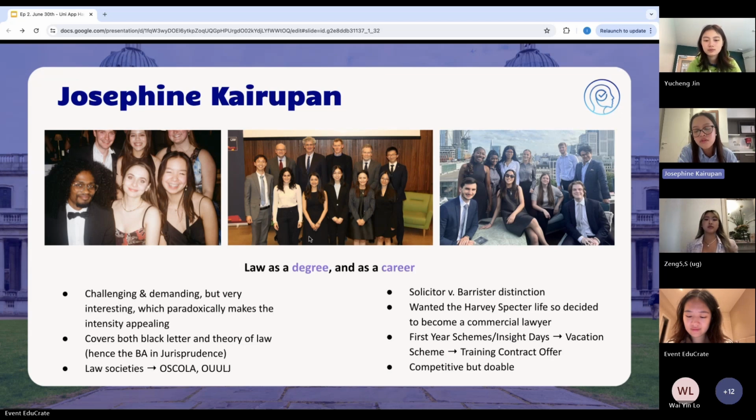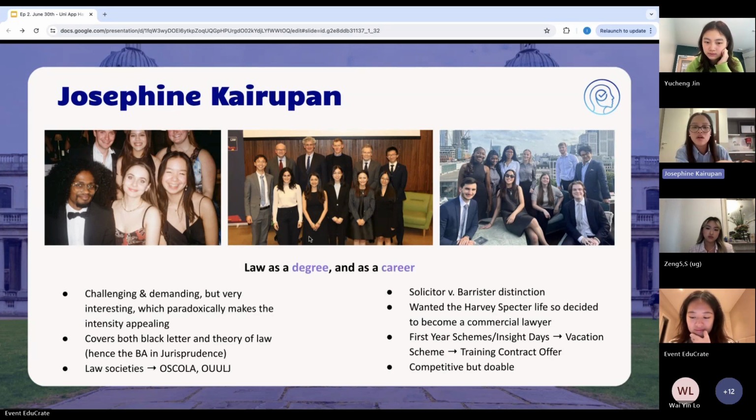As a career, I was quite surprised by the solicitor versus barrister distinction. I know that exists in Hong Kong, but I wasn't very sure about what that meant. But basically, barristers really focus on that point of law. They go to court, they speak in court.